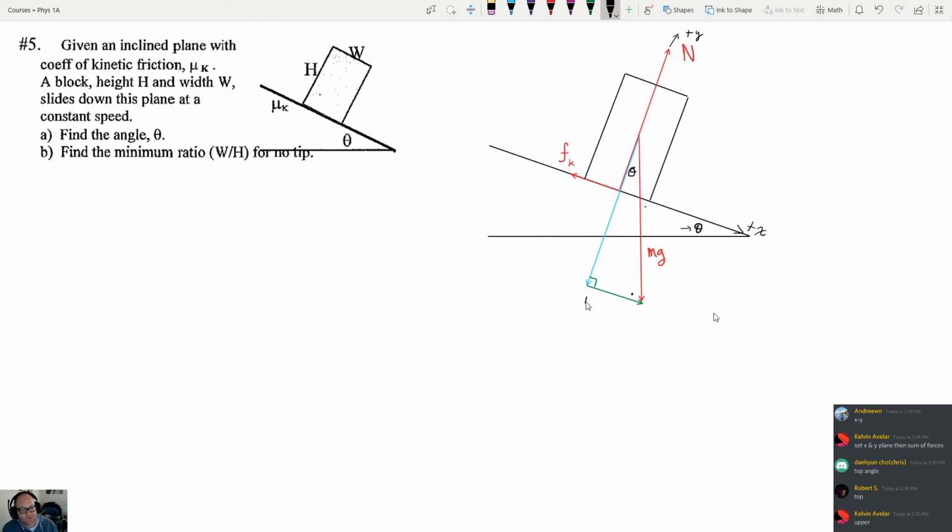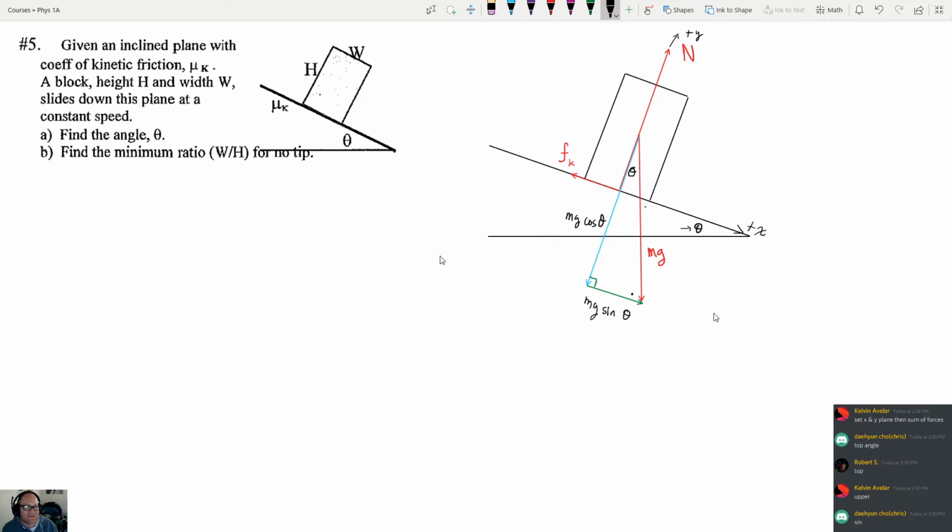That means this side over here is going to be mg times which trig function? Sine or cosine down here? Sine? Yeah, because it's opposite, right? And then this one by default then has to be mg cosine theta. So there we go. That green line doesn't look quite parallel to the x, does it? But I'm just going to ignore that for now.